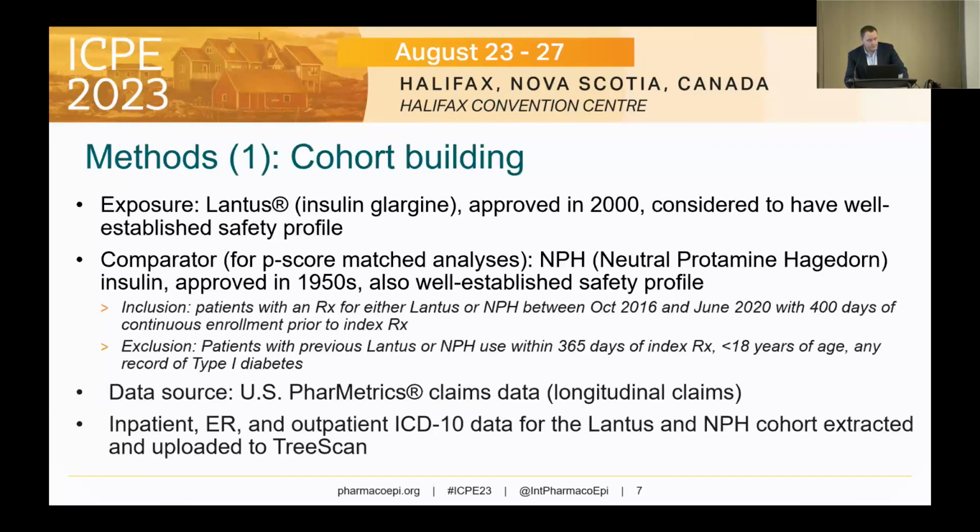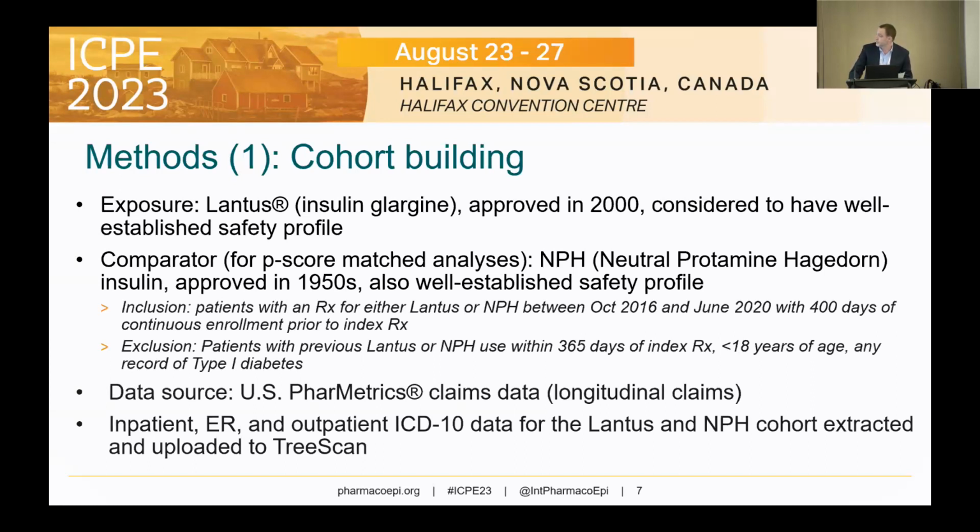Well, first we built our cohorts. Our exposure cohort were new users of insulin glargine, and our comparator, just for purposes of the propensity score matched analysis, were new users of NPH insulin. Now, I appreciate that NPH insulin is not one of the more widely prescribed insulins this day and age. However, it was the insulin that patients were randomized to in the Lantus trials.